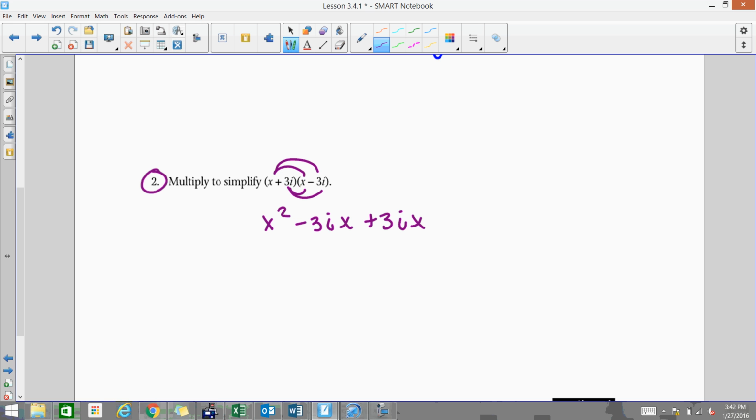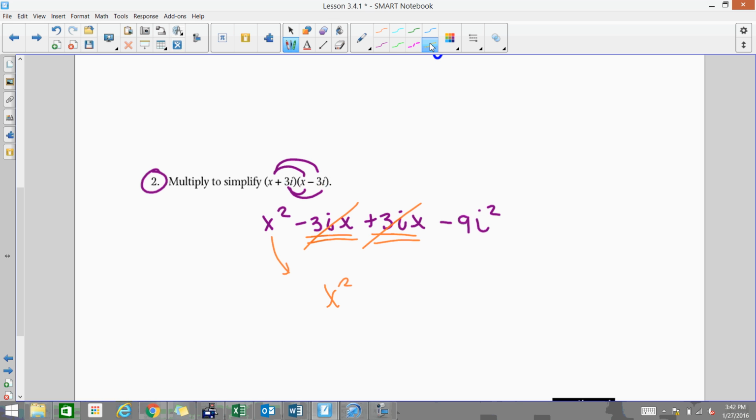So when you do that, 3i times negative 3i, let's start with the 3. 3 times negative 3 is negative 9. i times i is i squared, like you would multiply x times x. So here we have to combine and simplify some like terms. Let's combine our ix terms. Well, negative 3ix and positive 3ix cancel out. So your x squared is just going to come down. That has nothing to do with anything here.